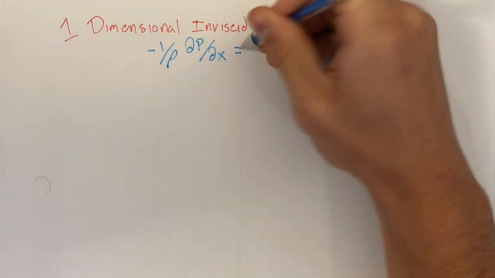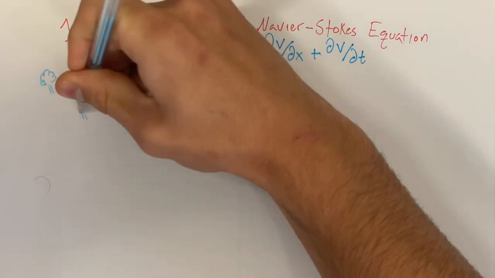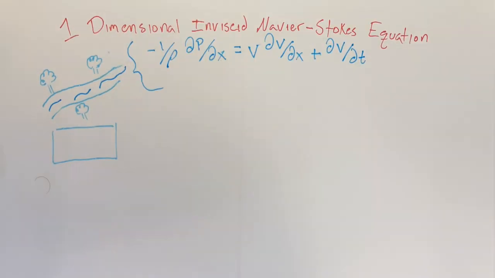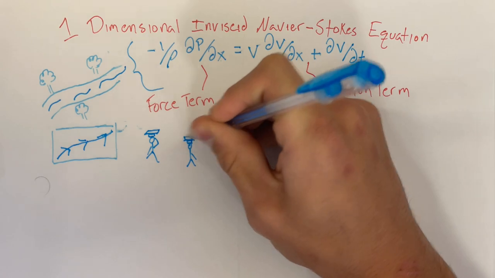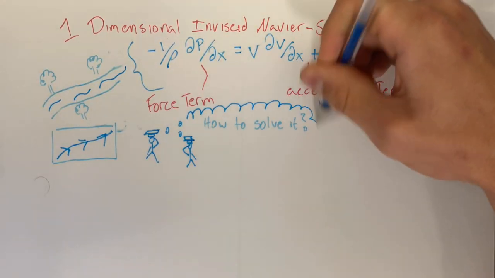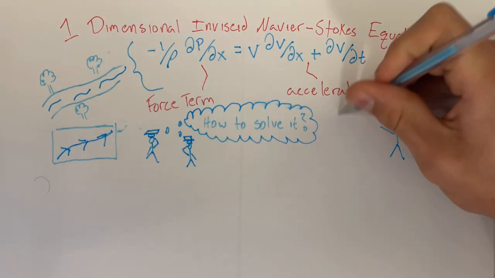This equation is crazy. It tells us so much about the motion of fluids in one line, anything that flows. And it's why Navier-Stokes is such a big deal. On the left side, we have our force term, and on the right side, our acceleration. Solving this equation is not easy, but what if we made it simpler?